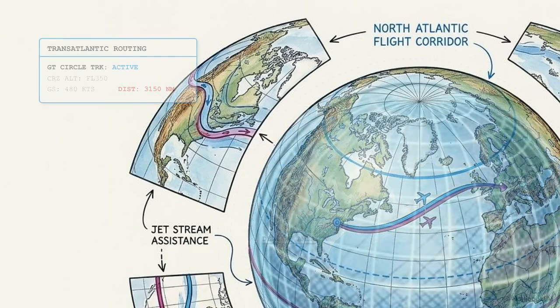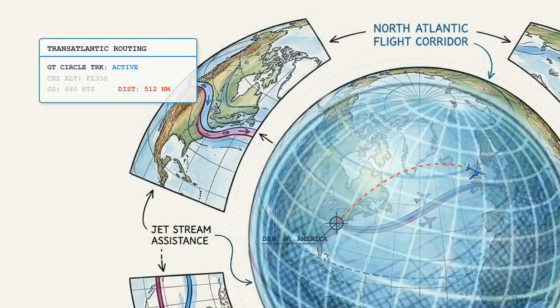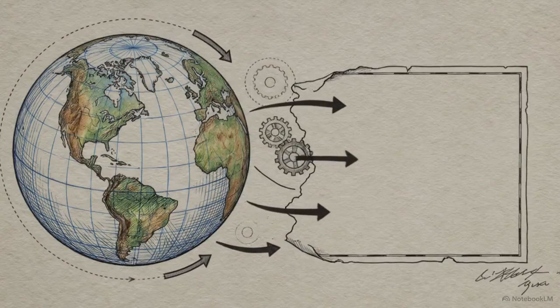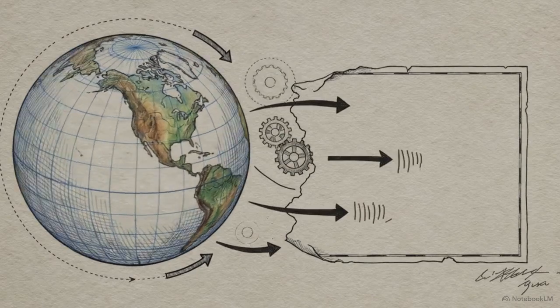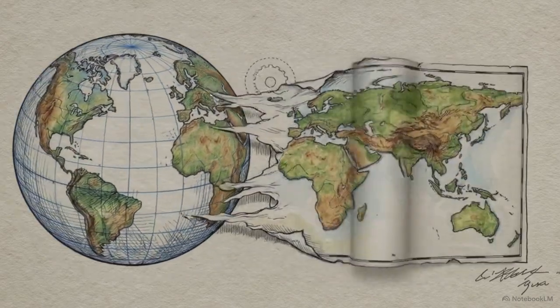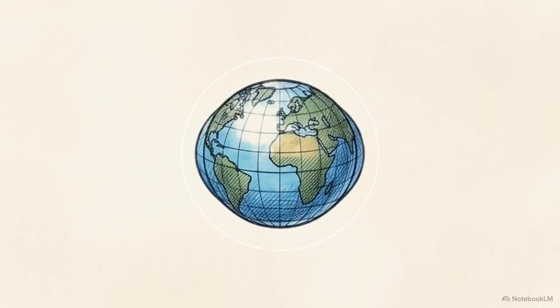To navigate an airplane safely across long distances, pilots rely on a two-dimensional representation of a three-dimensional planet. But taking a spherical object and flattening it onto a rectangular sheet of paper creates a mathematical problem. The surface inevitably tears, or it stretches. The Earth itself is not a perfect geometric sphere.